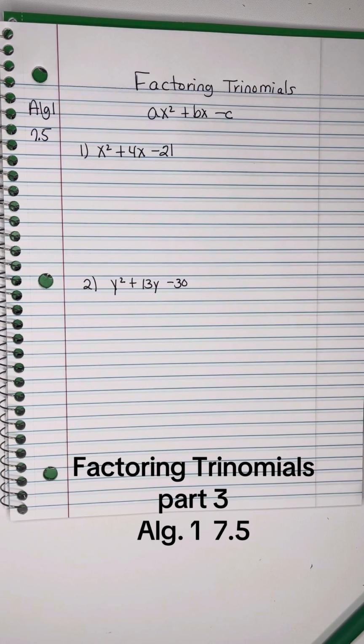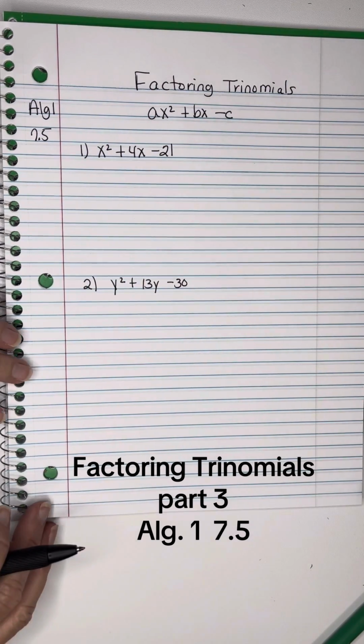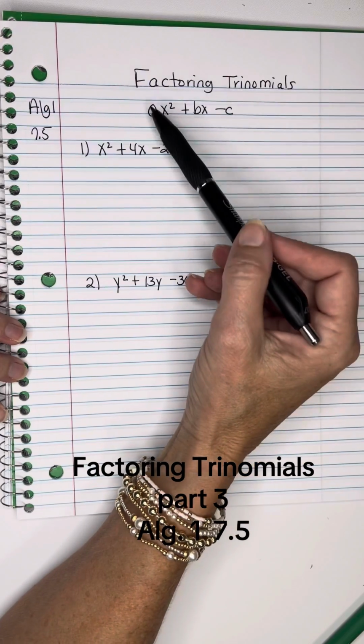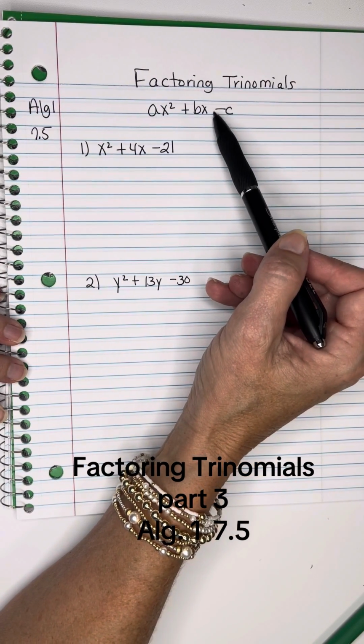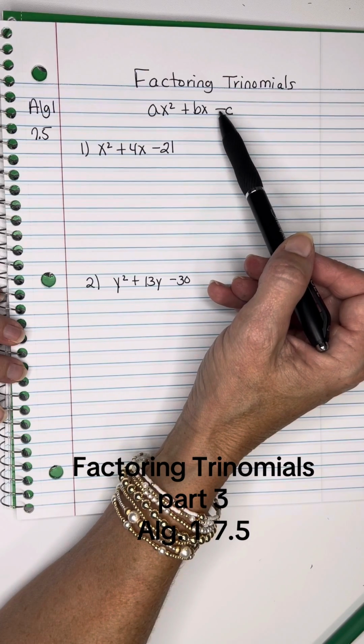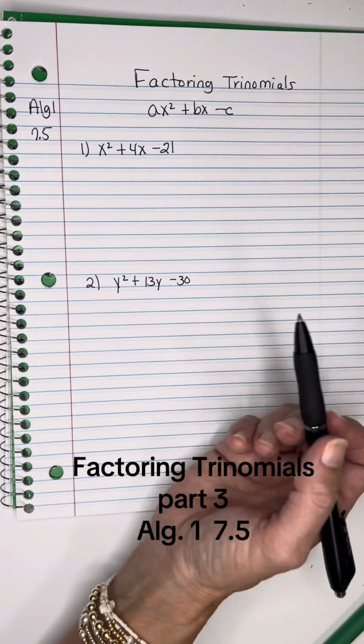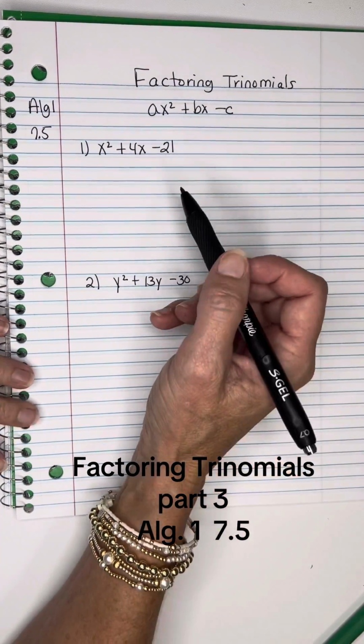Probably go back and look at the foiling videos and the factoring videos up to this point, just so that you see all the different situations and scenarios. In this video, I'm going to tell you what to do when the C is a negative. The ones we've done so far, the C was positive. So let's look at these.